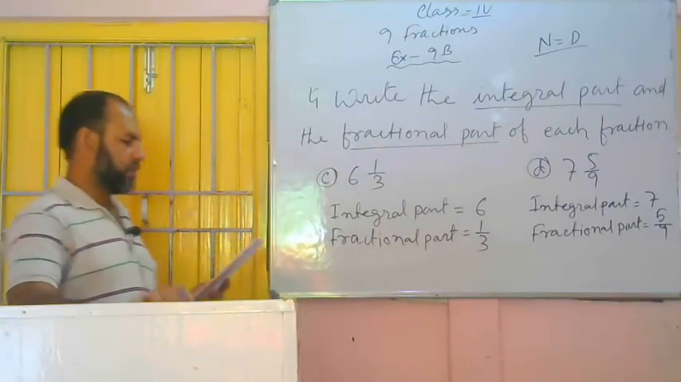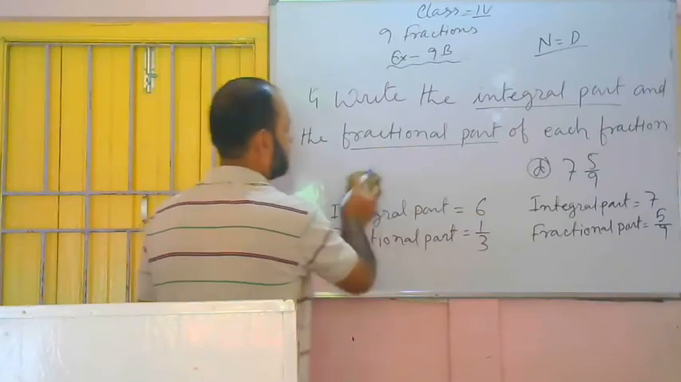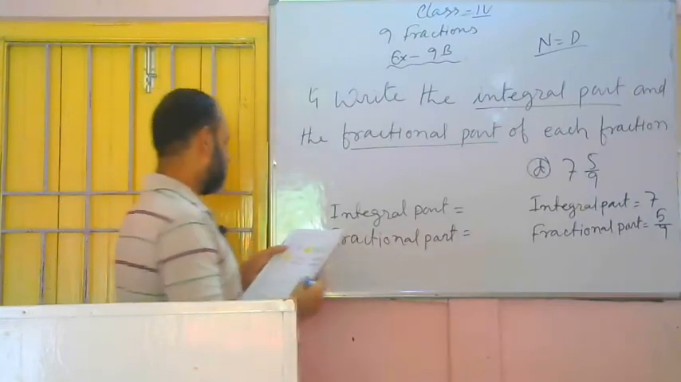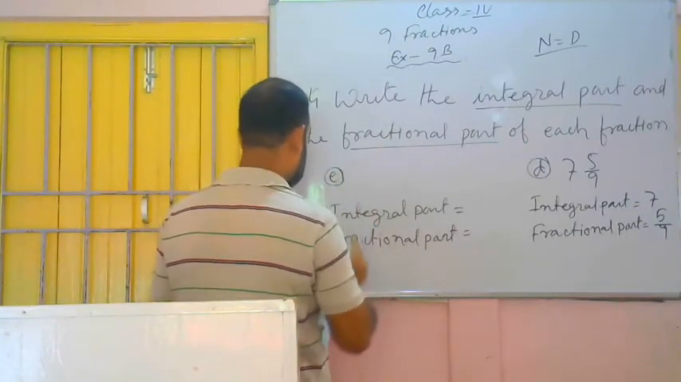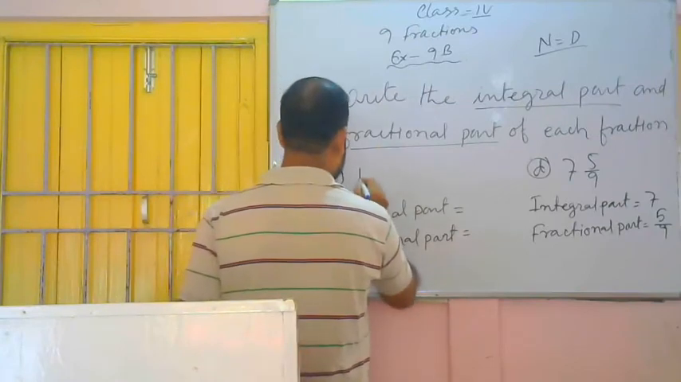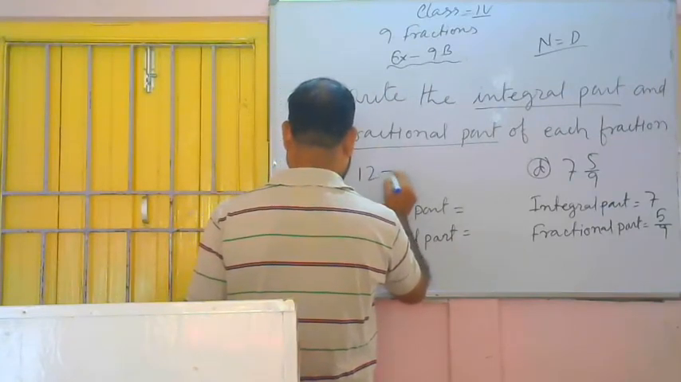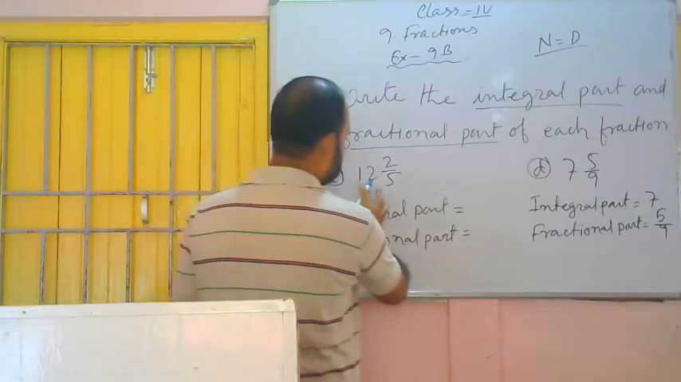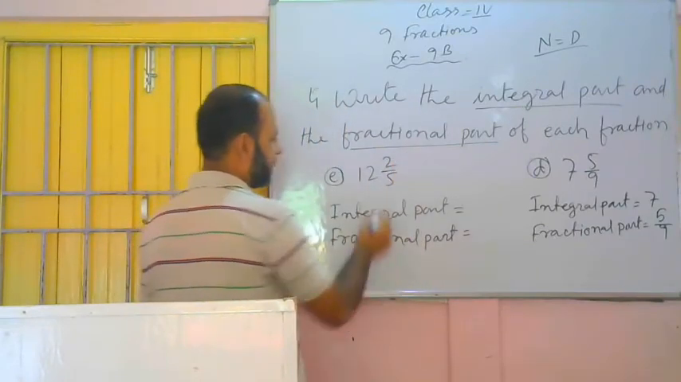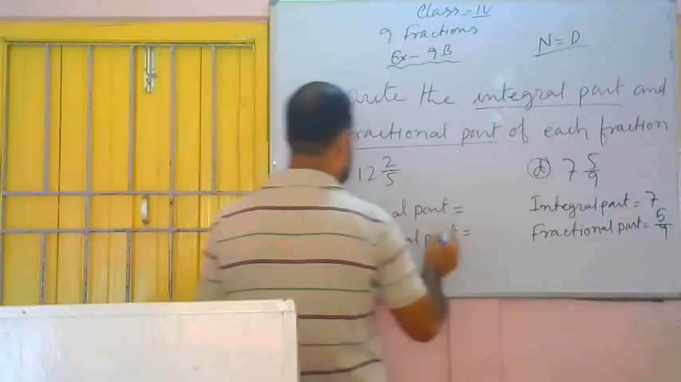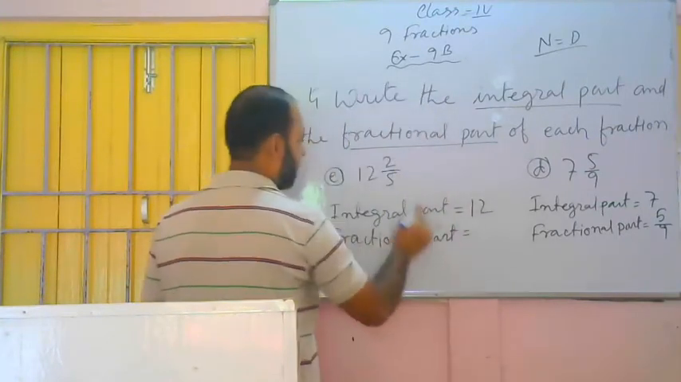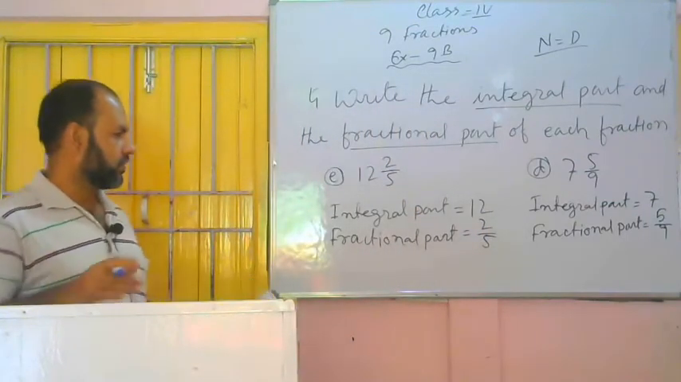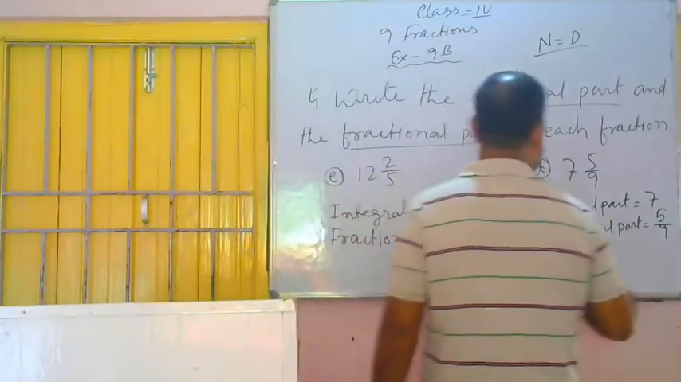Next, question number E, 12 2/5. 12 is the integral part and 2/5 is a proper fraction, so it is the fractional part. The integral part is 12 and 2/5 is the fractional part, or fractional part is 2 by 5.